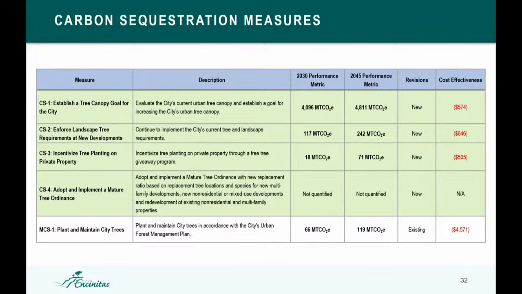Measure CS2 is similar to the gray water measure. This is new to the climate action plan, but something the city has already had as a requirement for several years, and this is the city's landscape tree requirements for new developments. Measure CS3 would incentivize tree planting on private property through a free tree giveaway program. And Measure CS4 calls for adopting and implementing a mature tree ordinance. And this measure has no greenhouse gas reductions quantified, as the emission reductions are captured in Measure CS1. And lastly, this is an existing measure, and this is to continue to plant and maintain city-owned trees.